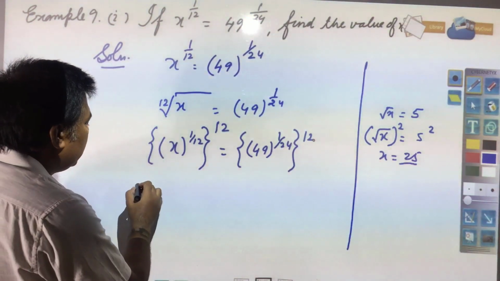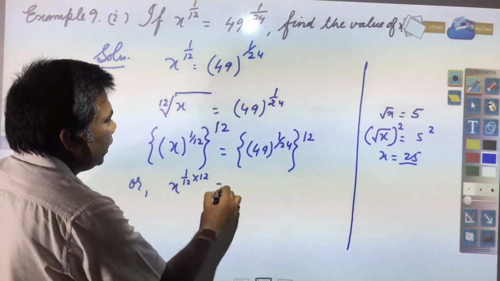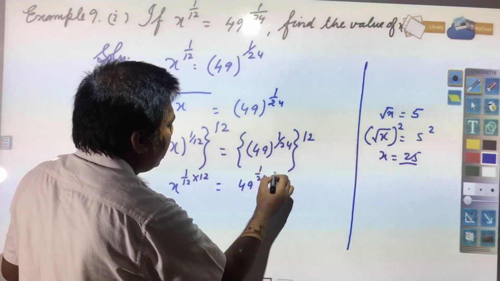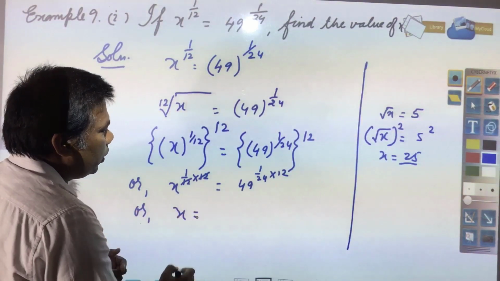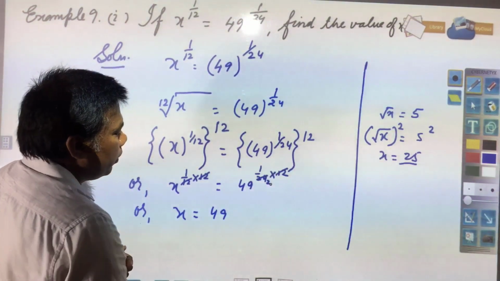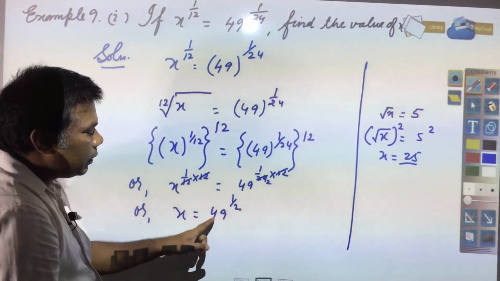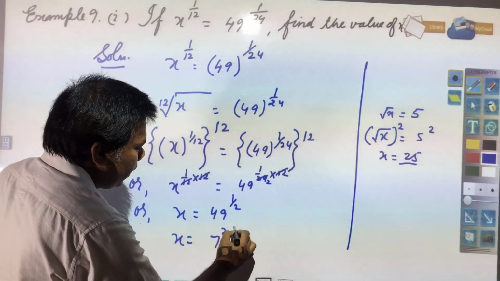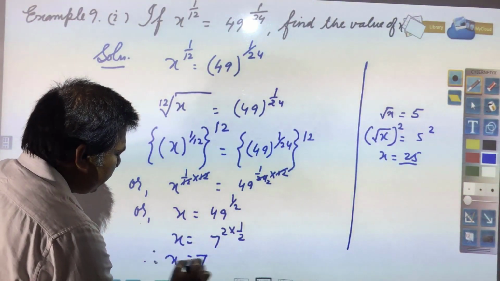Now, you see this will be x to the power 1 by 12 into 12, and that is equal to 49 to the power 1 by 24 into 12. This 12 and 12 got cancelled, x will be equal to 49 to the power 12 by 24, that is 1 by 2, and this is 49 to the power 1 by 2. What does that mean? Square root of 49, and that we know, or you can write 7 square into 1 by 2. So, finally, you will get x is equal to 7, and this will be your answer.